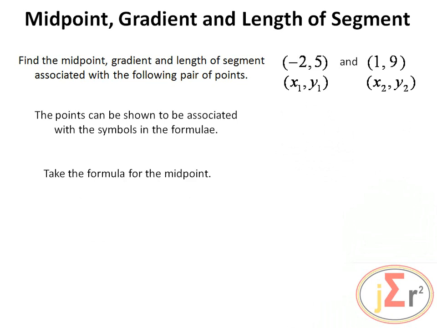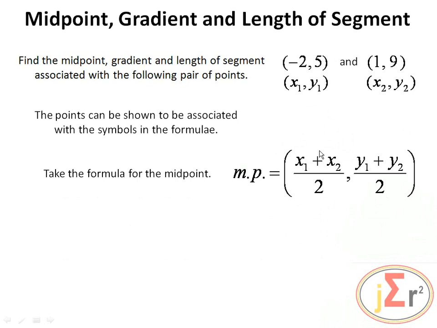Take the formula for the midpoint. So we're going to be looking at the formula for the midpoint. This is the formula for the midpoint, right? And we have 2 points, and this can be said to be x1, y1, and this can be said to be x2, y2. So x1 is negative 2, y1 is 5, x2 is 1, y2 is 9. Insert the numbers in their respective positions. So we're going to put them in this equation here. So x1 goes there. This x2 from here will go there.